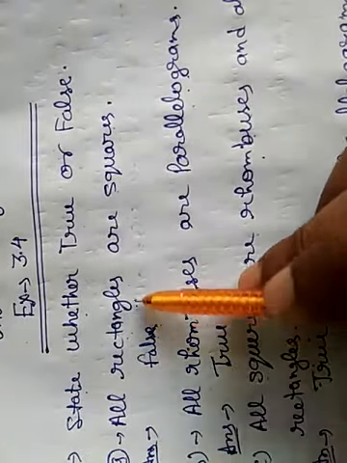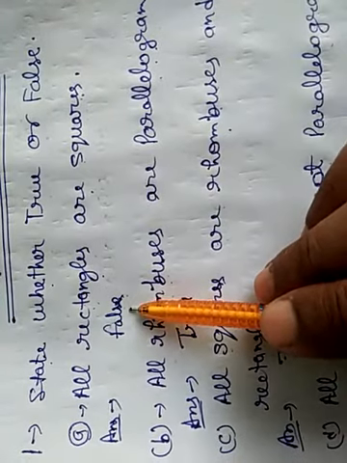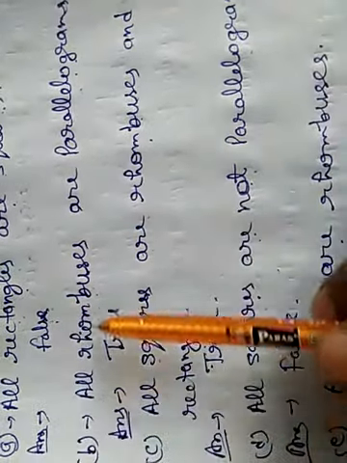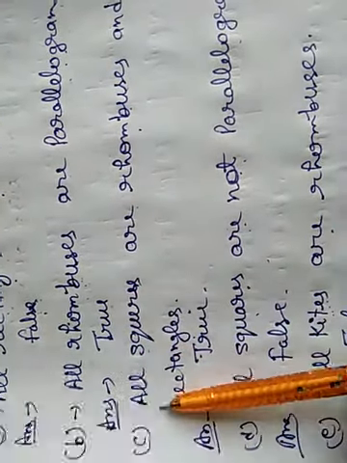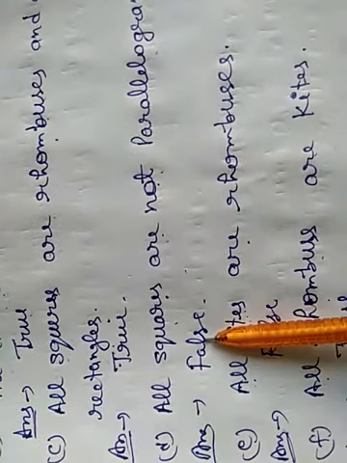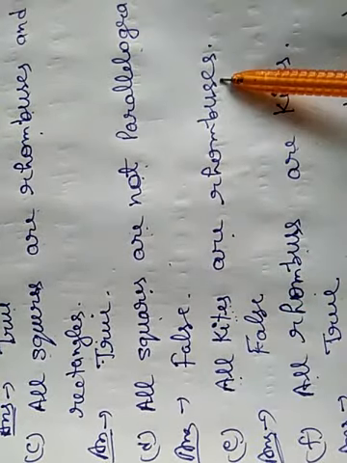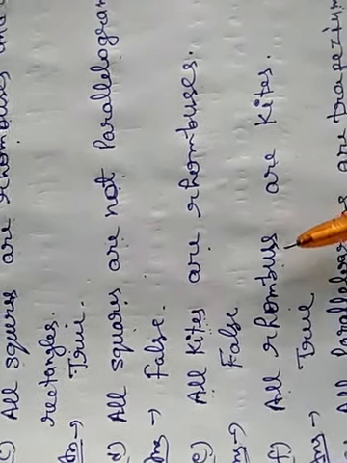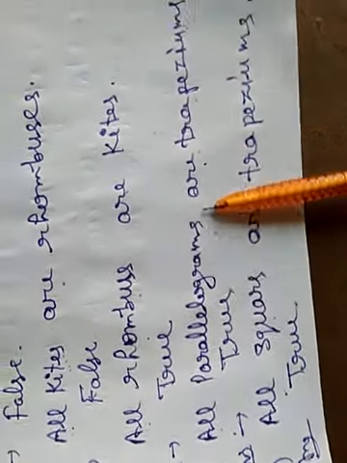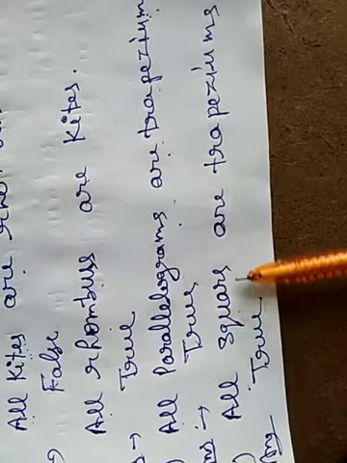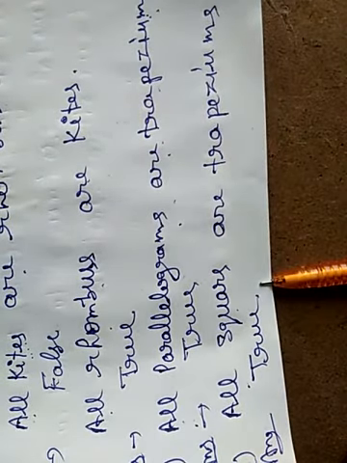So see again. First part, all rectangles are squares: false. All rhombuses are parallelograms: true. All squares are rhombuses and also rectangles: true. All squares are not parallelograms: false. All kites are rhombus: false. All rhombus are kites: true. All parallelograms are trapezium: true, and all squares are trapezium: also true. Clear?